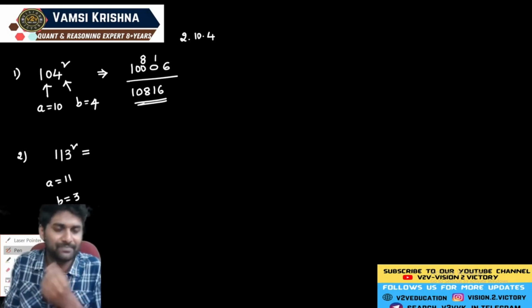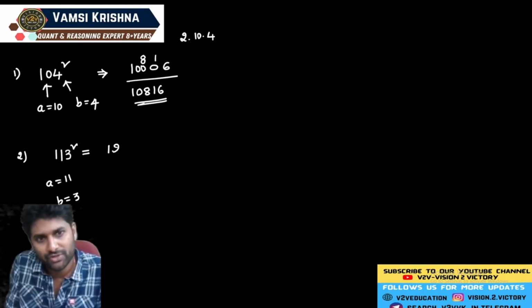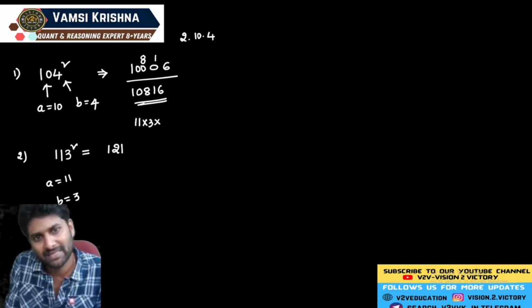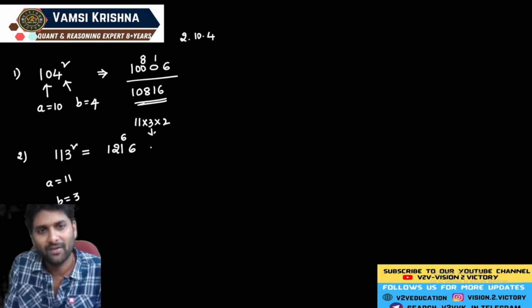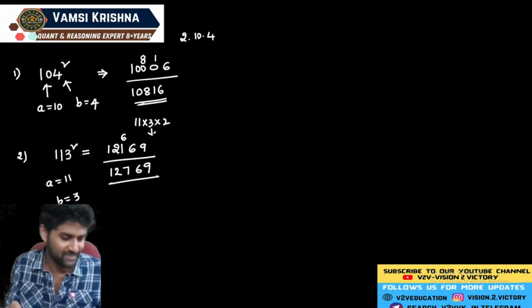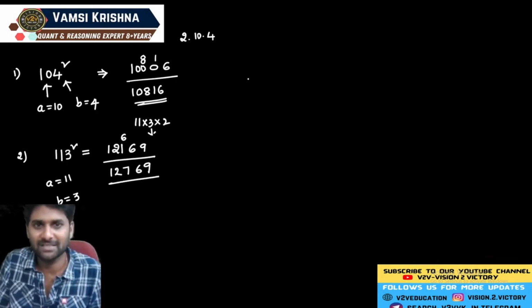Now see, 11 square 121. 11 square 121. 11 multiplied by 3 multiplied by 2. Here 66. Write down 6. 6 is a carry over. Finally 3 square is 9. So answer 9 6 7 1... 12769. Yes, very good. Hope it's clear.